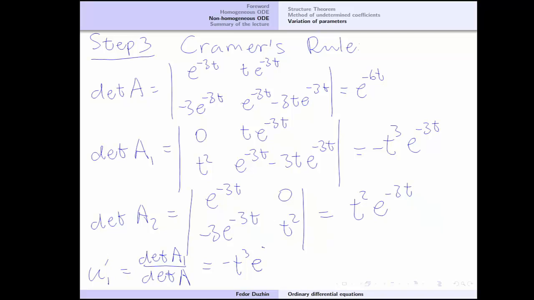e to the 3t. And then, because of the similar reason, u2 prime is going to be equal to determinant A2 divided by determinant A from Cramer's rule, and this is going to be t squared times e to the 3t. So that's the end of step 3.